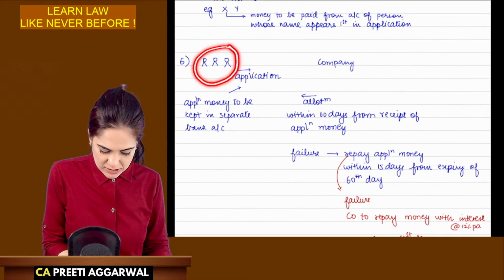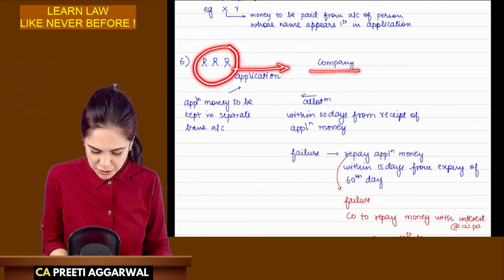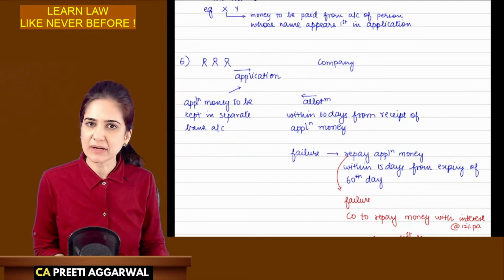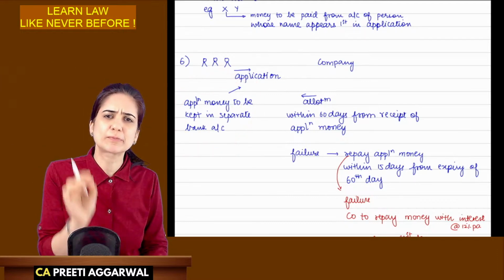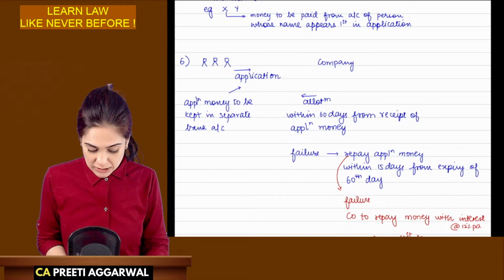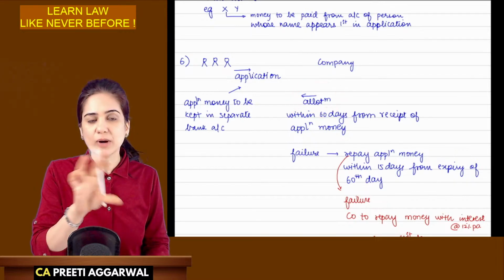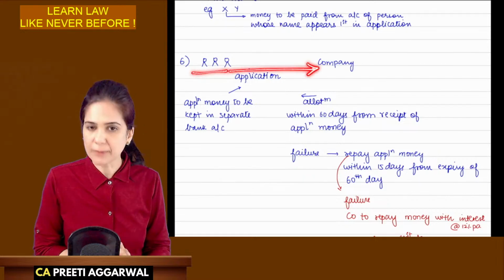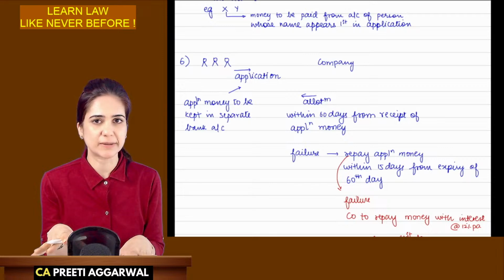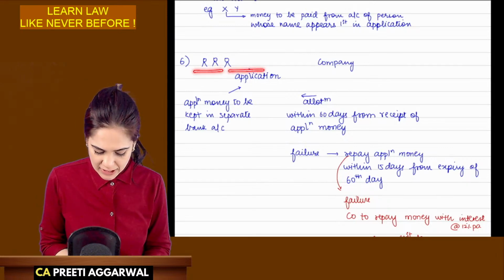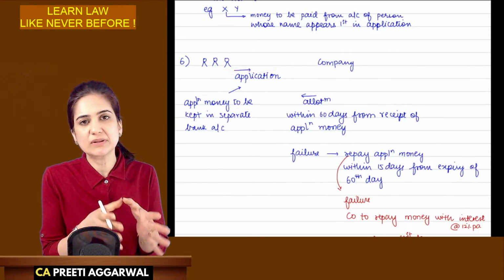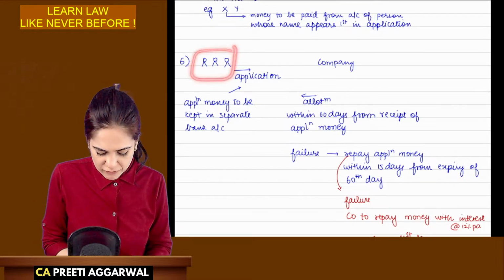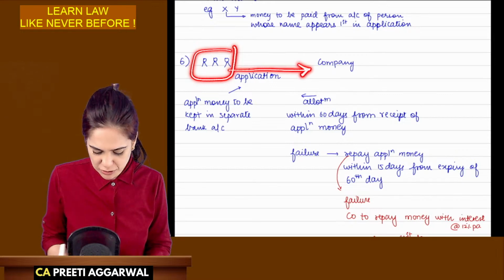There are many persons who made an application to the company. The application money will be kept in a separate bank account and it will be utilized only for the purpose for which it was raised. The allotment by the company, see how I have written the note. People make an application to the company. This is simplifying the concept. So people will make an application to the company. These persons are those to whom the offer is made. So the persons to whom the offer was made will make an application to the company.